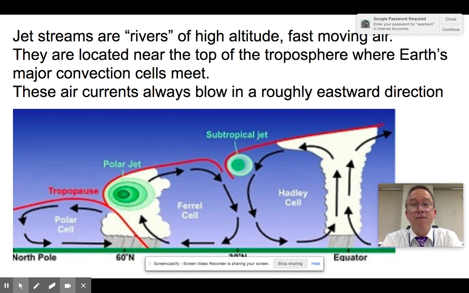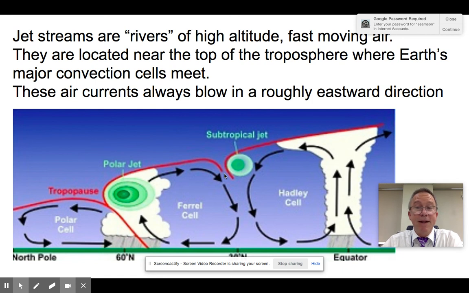And so meteorologists realized, oh, well, we didn't figure this, but there are these rivers of air in the upper part of the troposphere near the tropopause, and they call them the jet streams. And there's one of them between each of the cell boundaries. So basically, the strongest one is what's called the polar jet. It's between the Ferrel cell and the tropopause. And there's another one, the subtropical jet, which is found closer to 30 degrees, between the Hadley cell and the Ferrel cell.